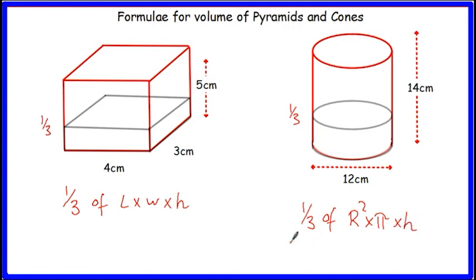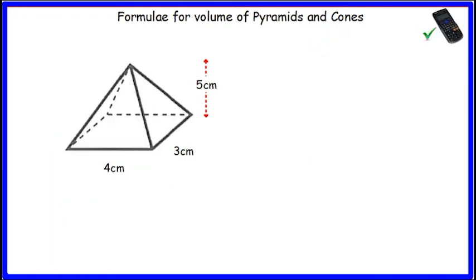So those are the rules for each of these. Now you're going to be given the cone, but you won't be given a pyramid, so you need to know that one. So let's look and see what these questions look like. Find the volume of the pyramid and cones. Find the volume of that pyramid.